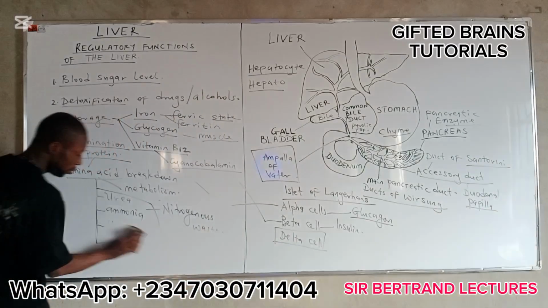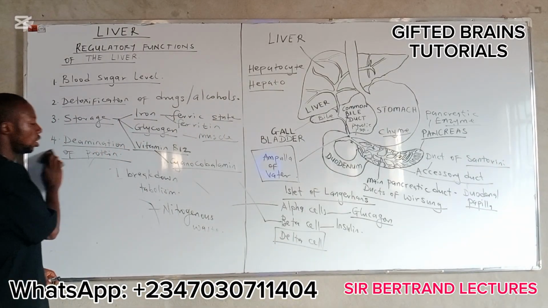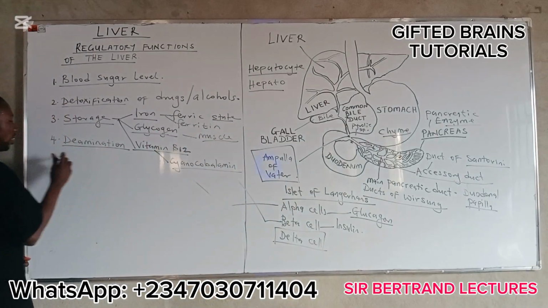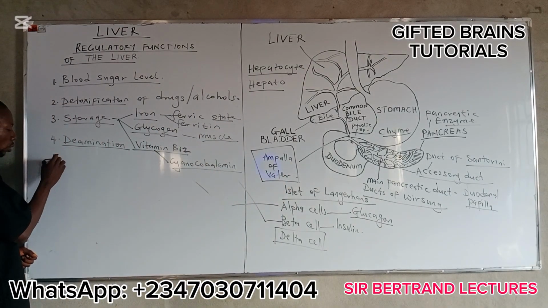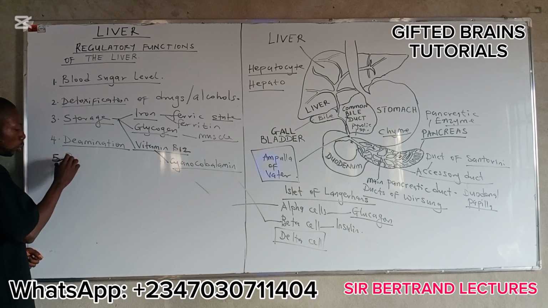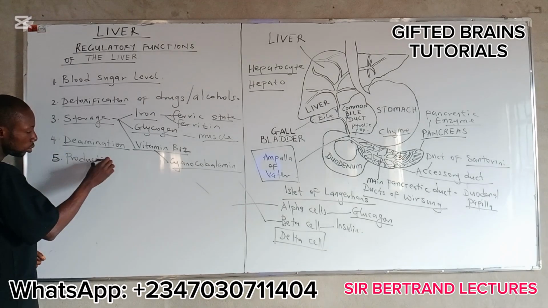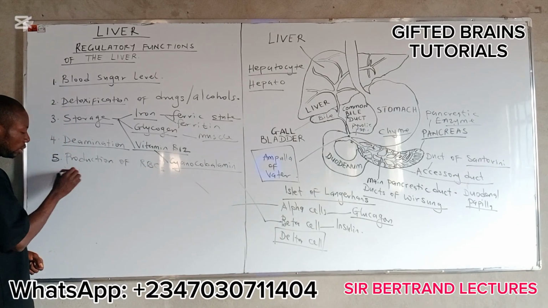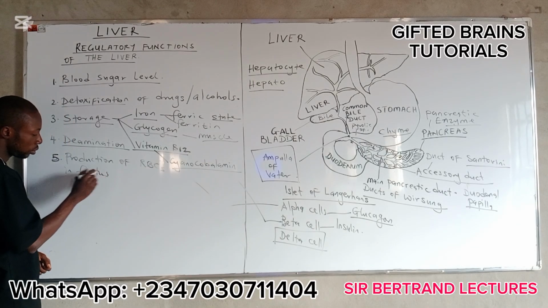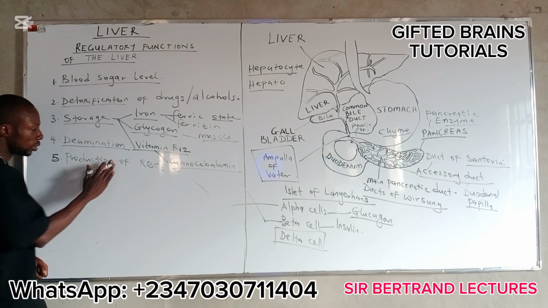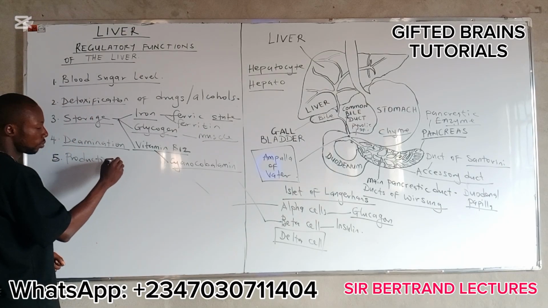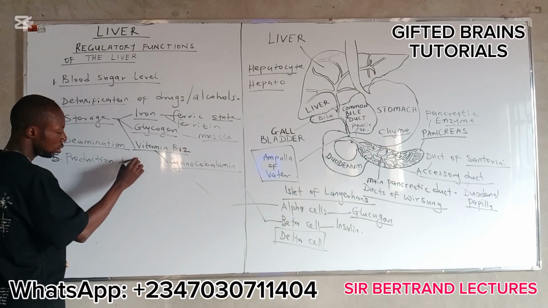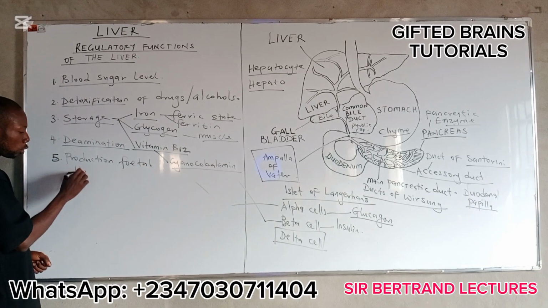Okay, we are through. Now, the liver is responsible for production of red blood cells in the fetus. Just say the liver is responsible for fetal blood production.